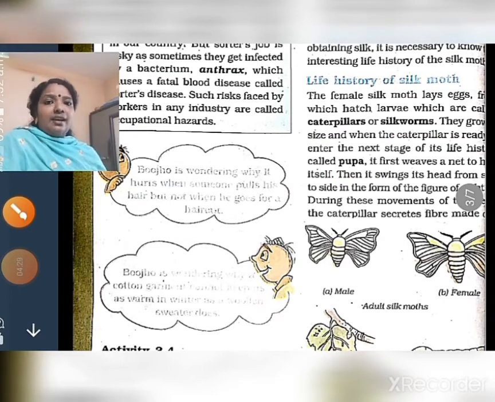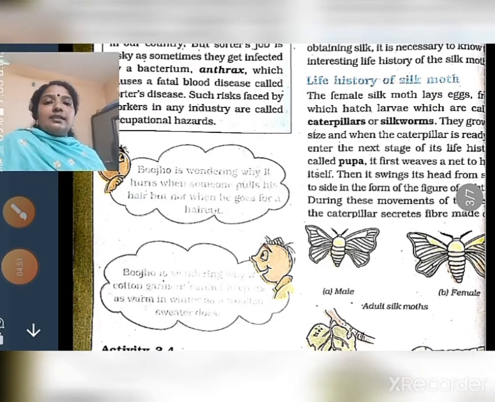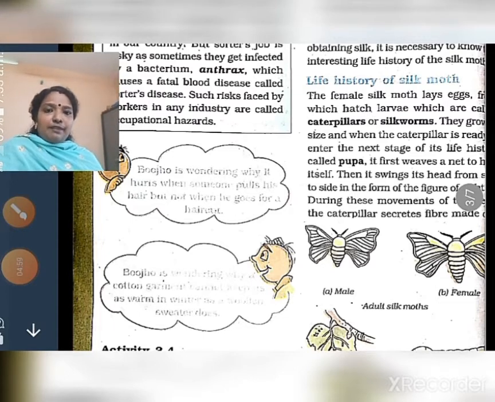First the egg, then the next stage is the caterpillar, and the next stage is the pupa. In the pupa stage, the head of the pupa moves like a figure of 8. As a result, it secretes a protein-rich fiber, and when this fiber is exposed to air, it becomes silk fiber.